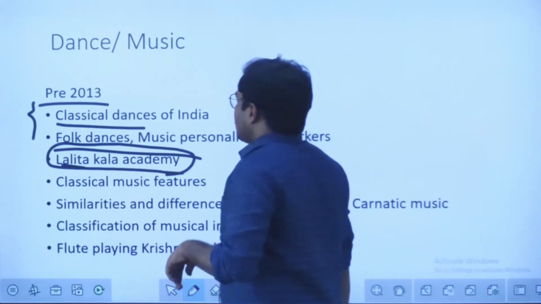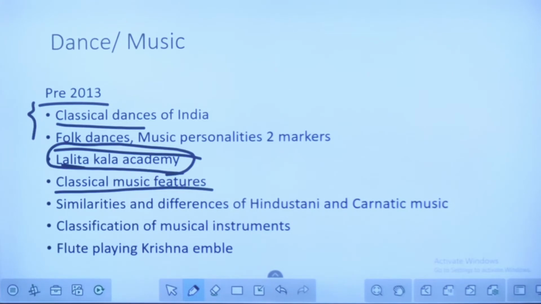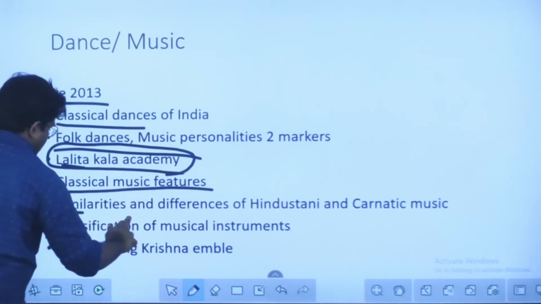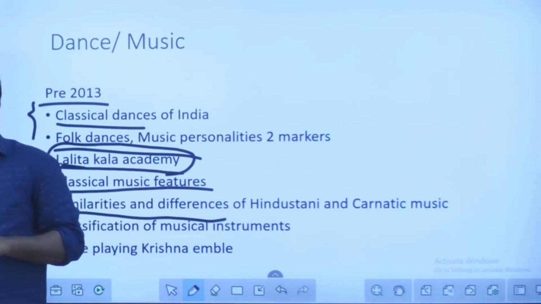Then they asked a question on the features of classical music. Hindustani they asked once, Carnatic once more. And they asked this question: similarities and differences of Hindustani and Carnatic music. Very tough question, sir. Very, very tough question.